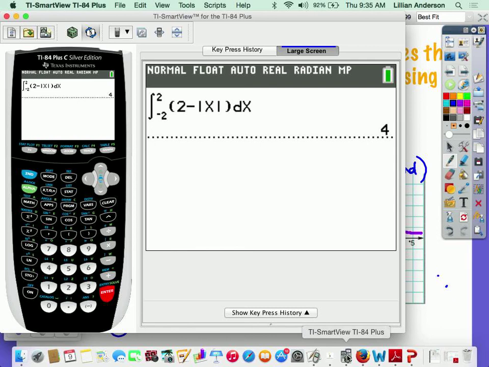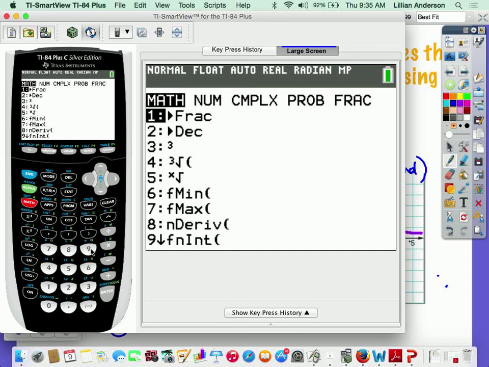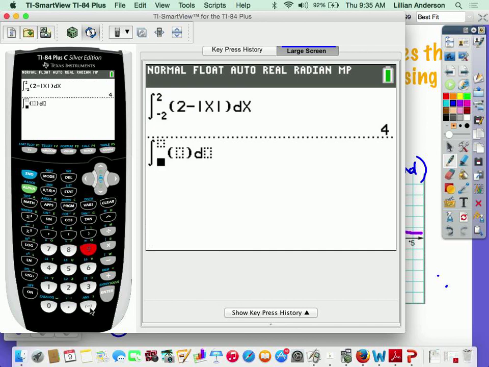Where am I going to get the integral? Math 9. Negative 1 on the bottom, 1 on the top. My function is 2 divided by 1 plus x squared. Did you put it in parentheses? Because if you don't, the calculator is going to do 2 divided by 1 and then add x squared to that result.